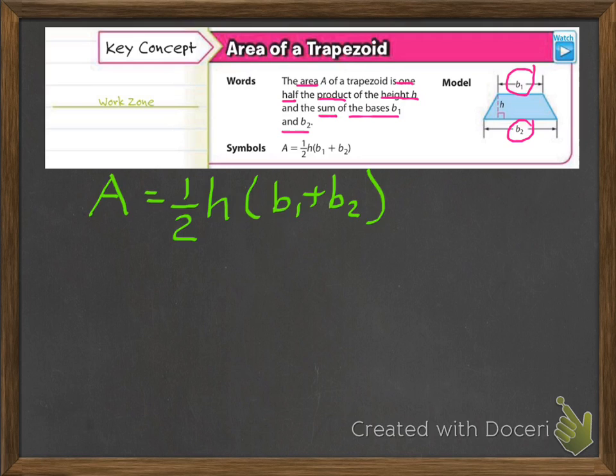At first glance, the formula can be kind of intimidating. But remember, just like when we were doing 1/2 base times height for the triangle, what this also could be would be area equals height times base 1 plus base 2 divided by 2, because remember, multiplying by 1/2 is the same as dividing by 2. As you can see, I went ahead and erased that second formula. I just wanted you to understand that even though it looks kind of intimidating, it's very similar to the other formulas that we've been using.